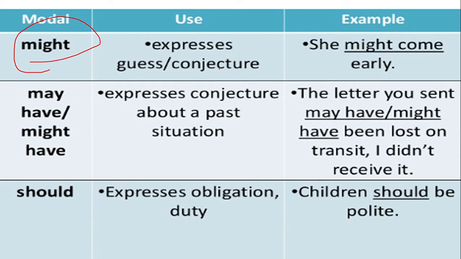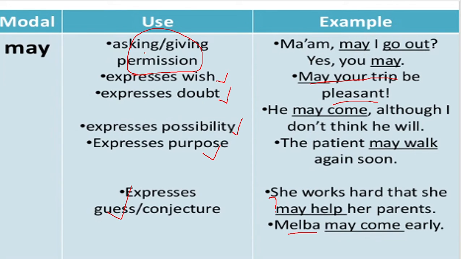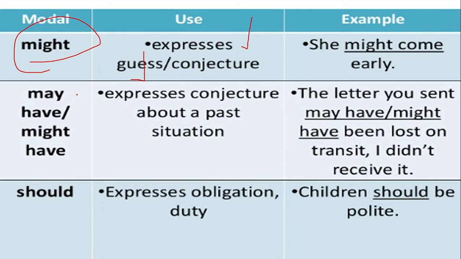Might is used for expressing guess, as we talked about in may. It also expresses guess. And "she might come early" is the biggest example. May have, might have: not so difficult and necessary. The letter you sent may have, might have been lost. To express a guess about a past situation. We are expressing some guess about the situation that had happened in the past.